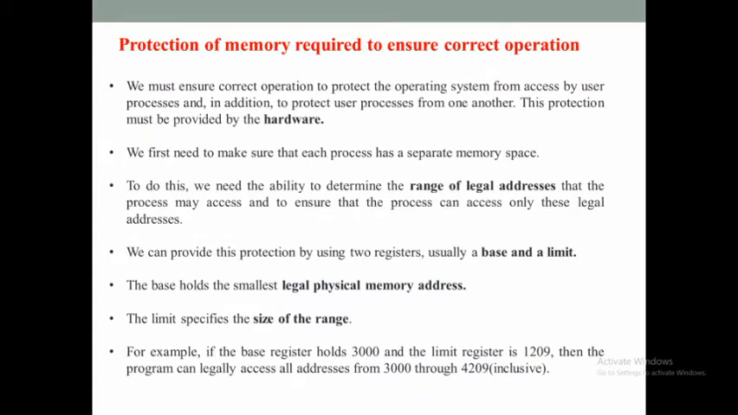Okay, now we know that memory is going to contain many programs. More than one program is going to be there in the main memory. And so the operating system has to provide protection for itself, which is also going to reside in the main memory. At the same time, the operating system has to provide protection to the user processes. One user process should not be able to access the address space of another user process.